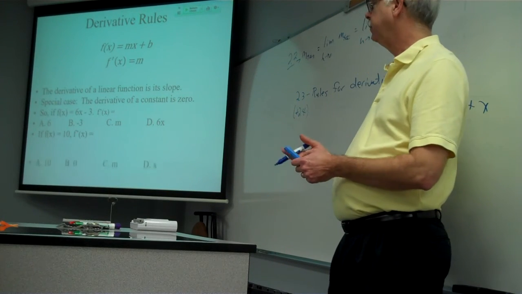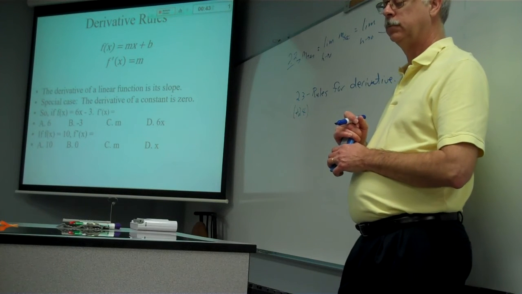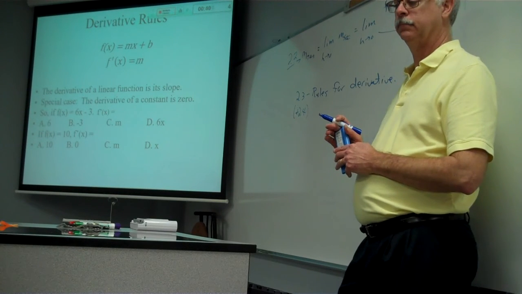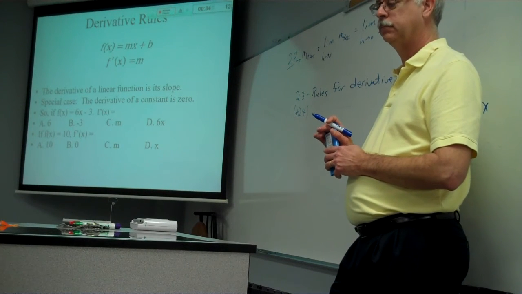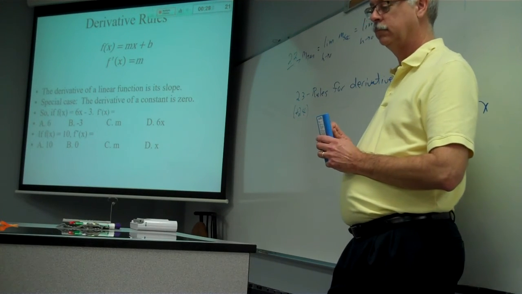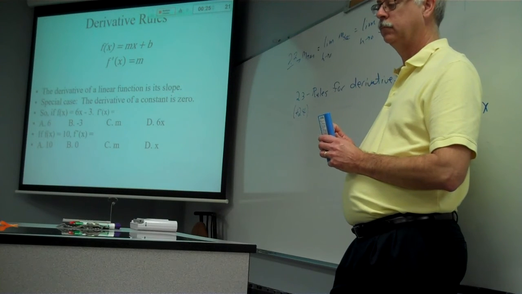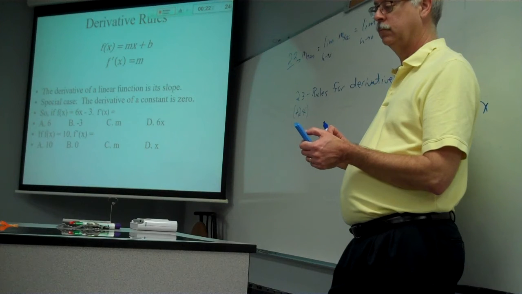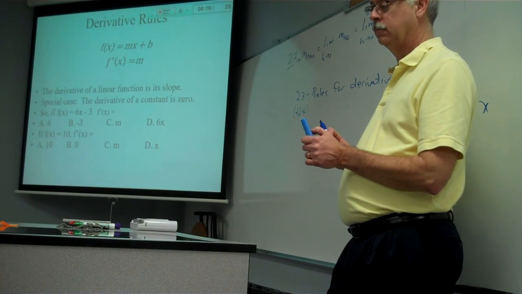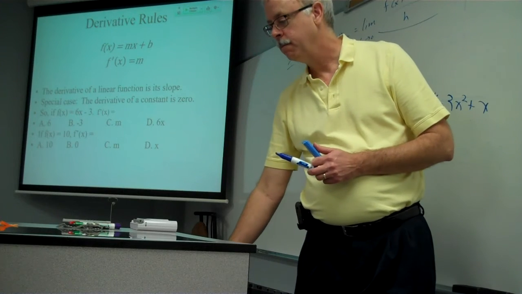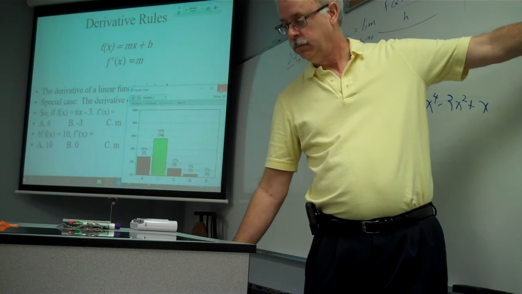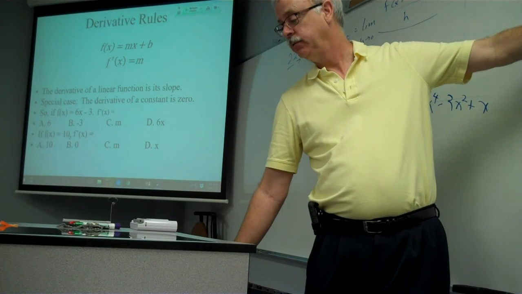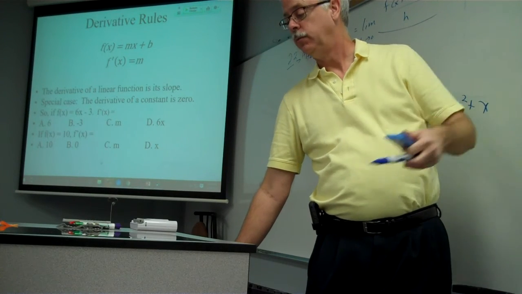So what if f of x is 10? What's our derivative? This is the special case. Our function is a constant. The derivative is 0. So this was not 10x. It was just 10. The derivative of a constant is 0.